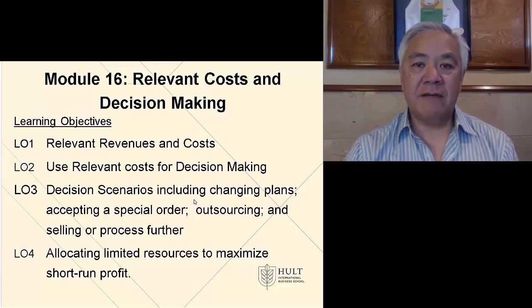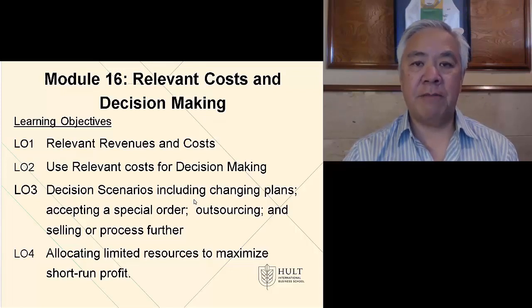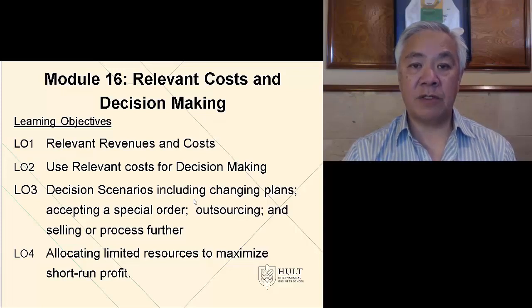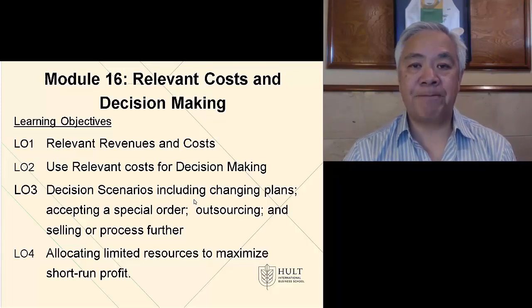All right, we're on our second of two videos for session number 7, and we're covering module number 16, which is relevant costs. This is one of those very important managerial accounting chapters because it tells us how to sort out what items we need for the analysis and which ones are distractions, or worse than that, would lead you to the wrong decision.